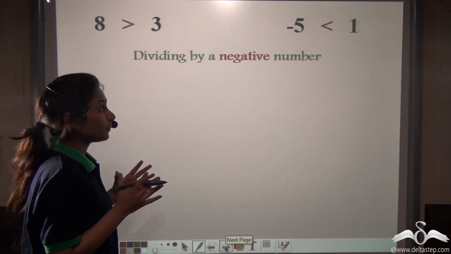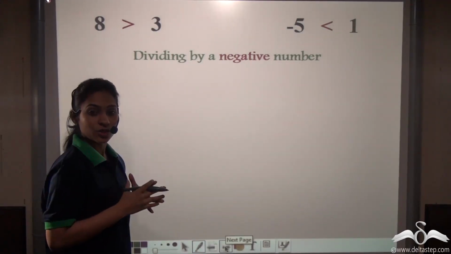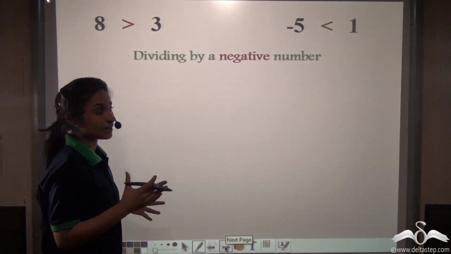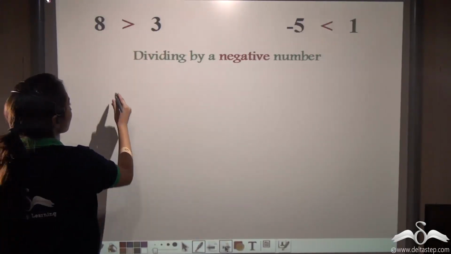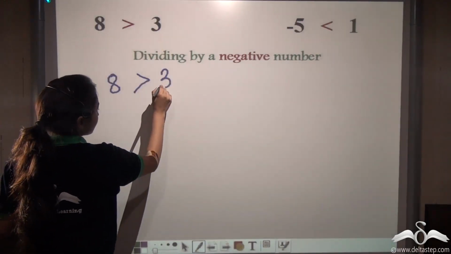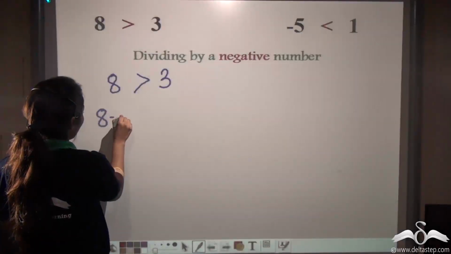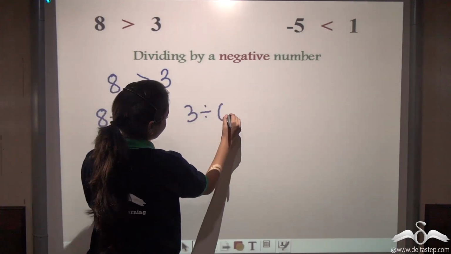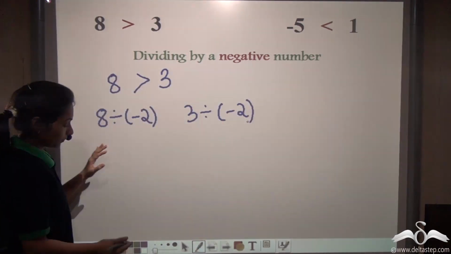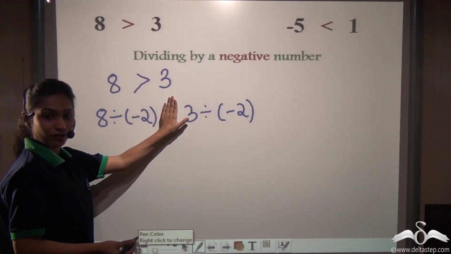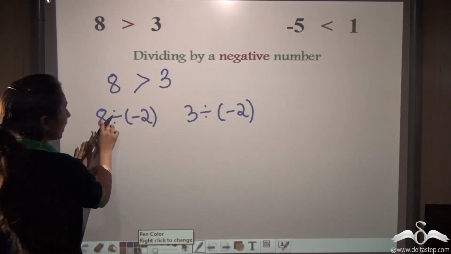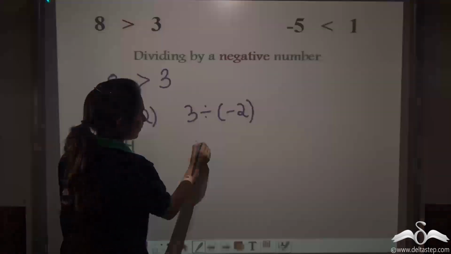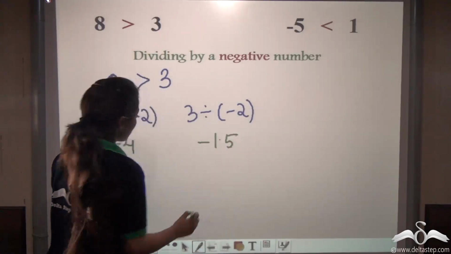Now you have seen that multiplying with the negative number on both sides of an inequation reverses the sign of the inequation. What about dividing by a negative number? Let's see. 8 is greater than 3. So let us divide it by, say, minus 2. 8 divided by minus 2 and 3 divided by minus 2. Well, what do you think you will get? Let's see. Without even writing the sign of inequation, let's just see the results. 8 divided by minus 2 will give me minus 4 and 3 divided by minus 2 will give me minus 1.5.